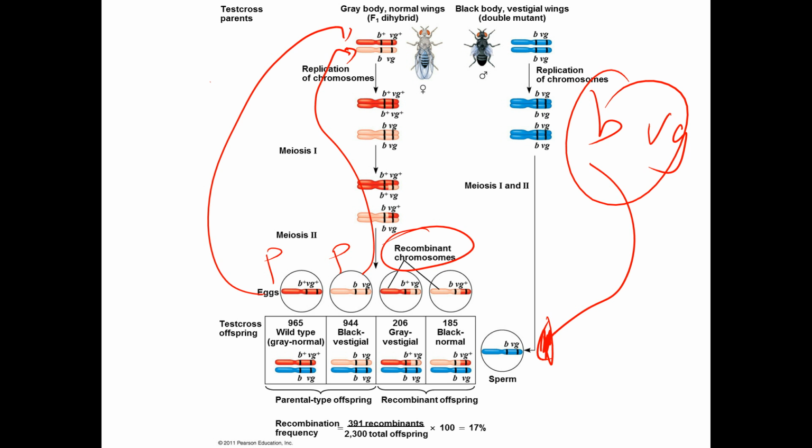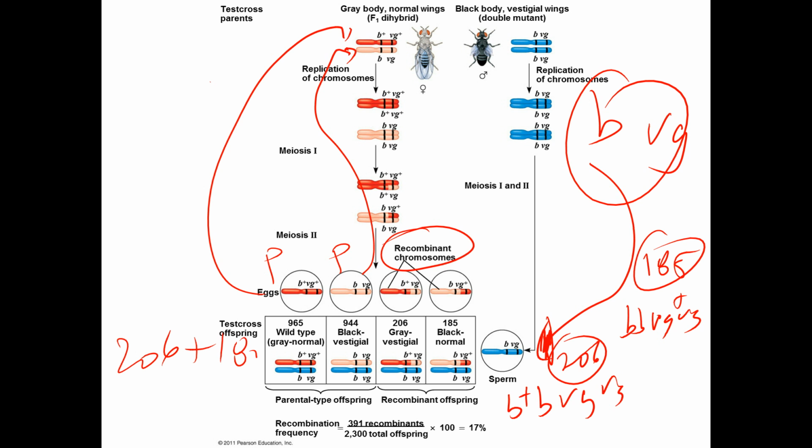Well, to calculate your recombination frequency, what you do is you add together your recombinants, which is your gray body vestigial, which is 206, and then your black-bodied, normal-winged fly, which is 185. So 206 plus 185 gives you 391.